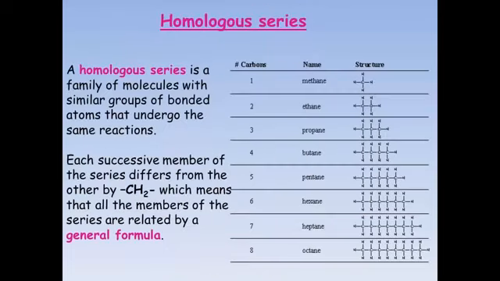So the prefix for each of the names of the first 5 members of the homologous series for alkanes and alkenes is meth for 1 carbon, eth for 2 carbons, prop for 3 carbons, but for 4 carbons, pent for 5 carbons, ending in either ane or ene depending upon the chemical family.